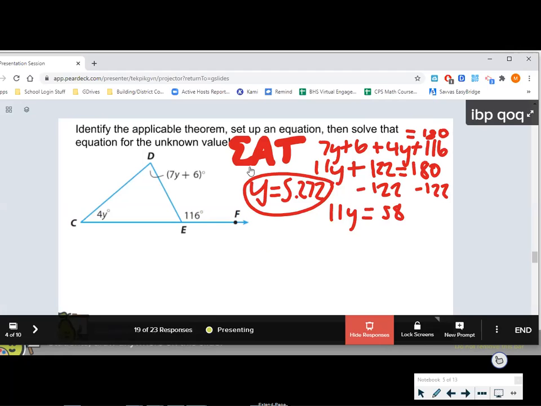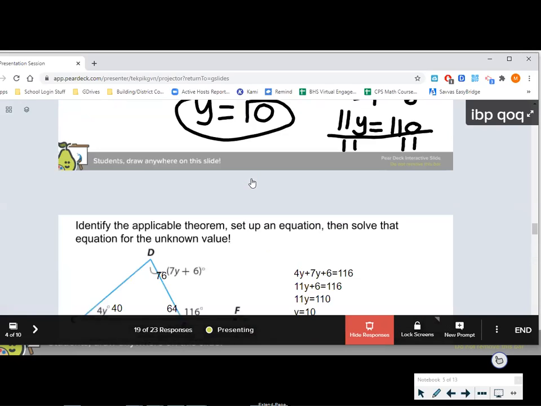So the advice I give this person is to go back and review their notes about the exterior angle theorem. The two angles that aren't the linear pair, so these two remote angles, and I don't know if you can see what I'm pointing at, but the 7y plus 6 and the 4y, the two angles that do not touch 116, those add to make 116. And so this person definitely used the triangle sum theorem equation, although they did correctly identify exterior angle theorem.